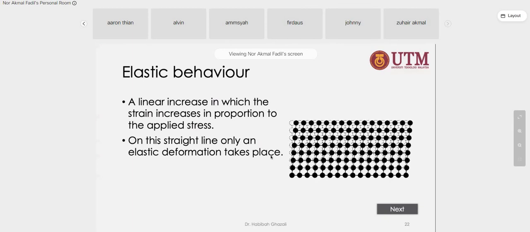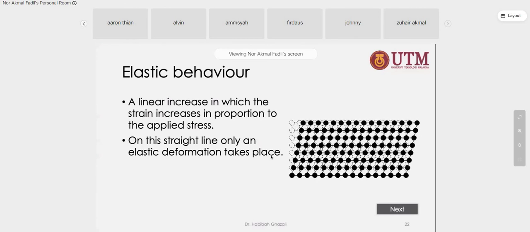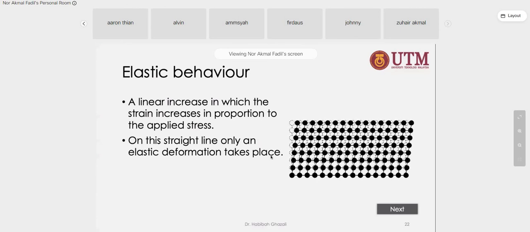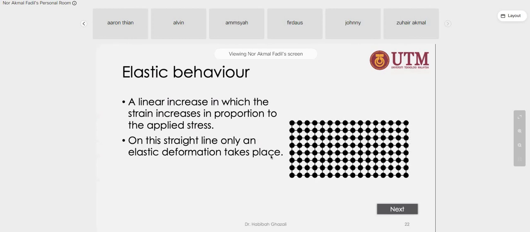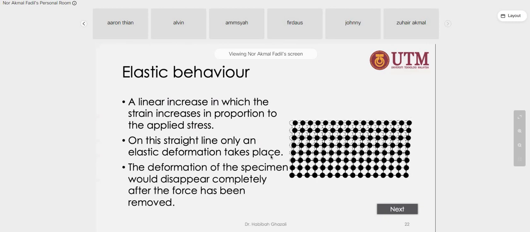Because in the elastic behavior, the atomic bonding is still strong and not broken by this load. So make sure that the load applied stays within the elastic behavior.